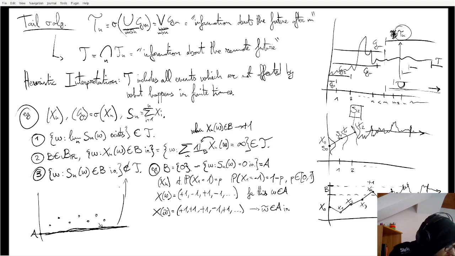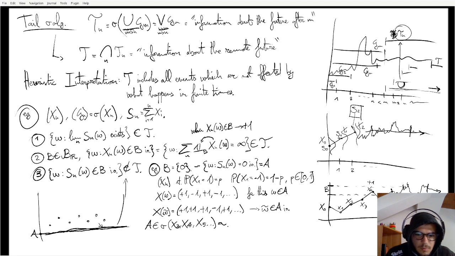So A does not belong to the sigma algebra generated by x3, x4, x5, etc., and so on, which we could alternatively see as G3, so the information about the future after time 3, and so A does not belong to it. I don't really know if this kind of notation is appropriate.